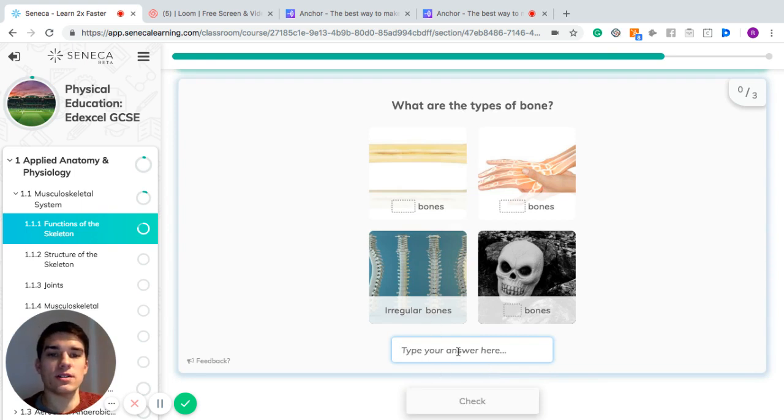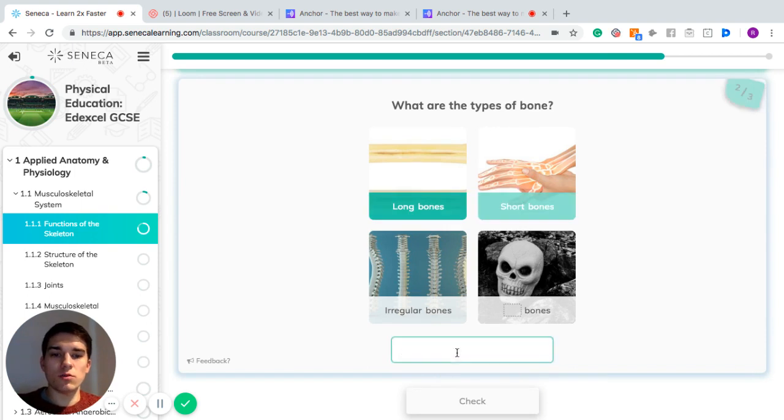And what are the types of bone? So we've got long bone, short bone, irregular bones, and flat bones.